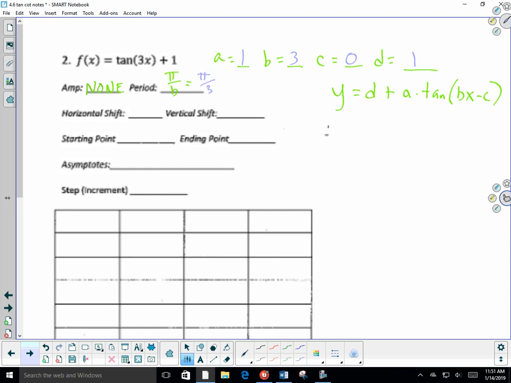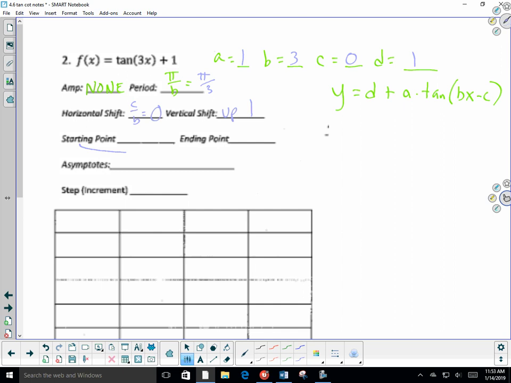All right. Horizontal shift. In order to find that, we're still going to be using c over b as our formula. So we do c over b for the horizontal shift. That is just going to be 0. And a vertical shift, we're going to say up 1. All right, so if we are looking for our starting point, now this is where it gets a little different.